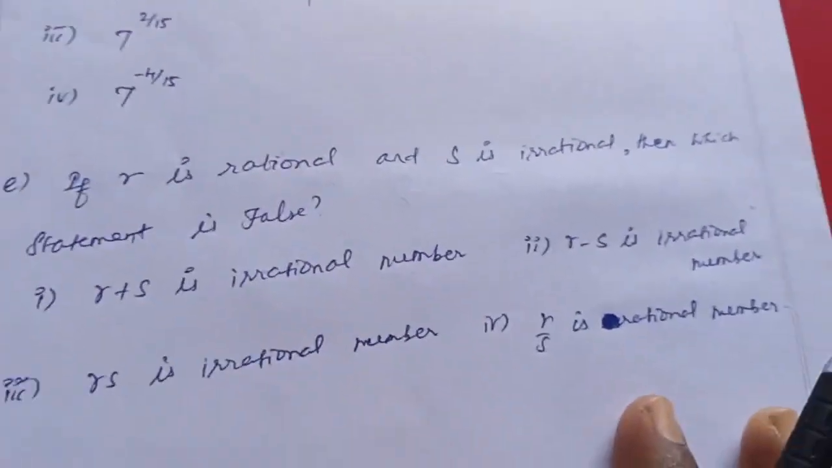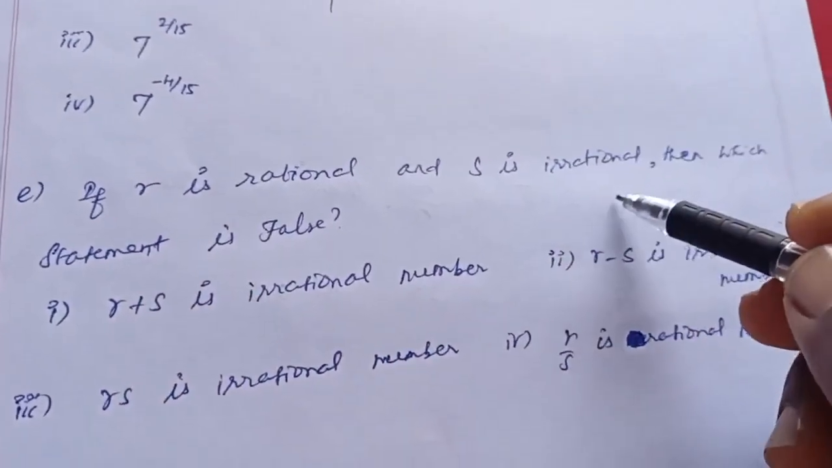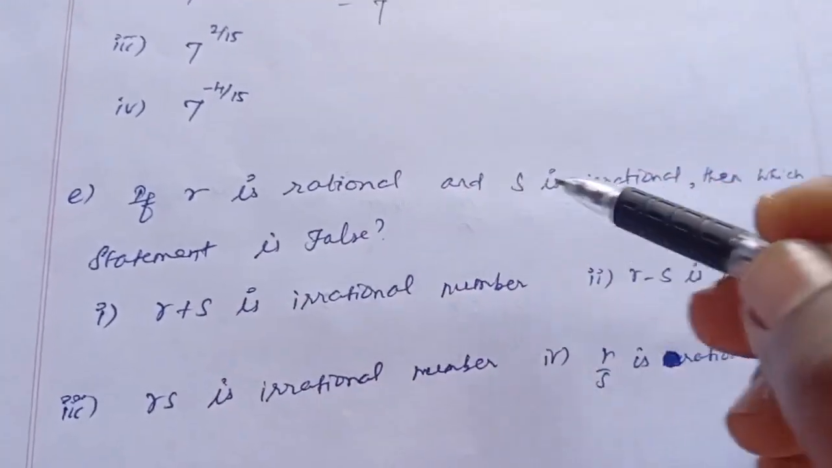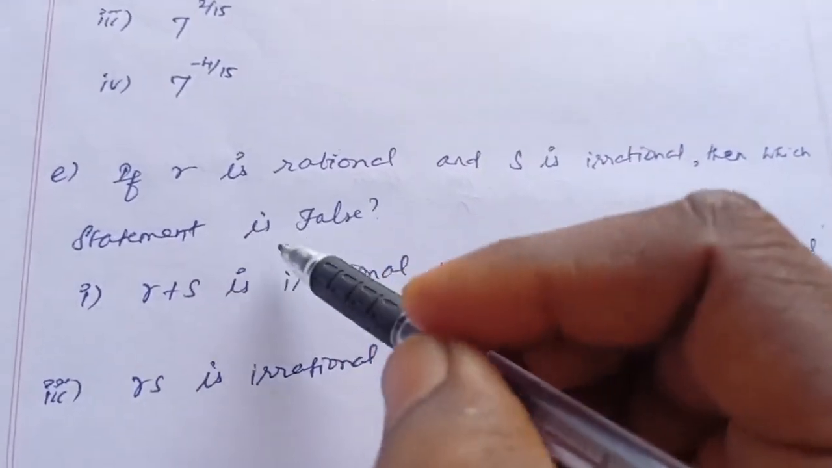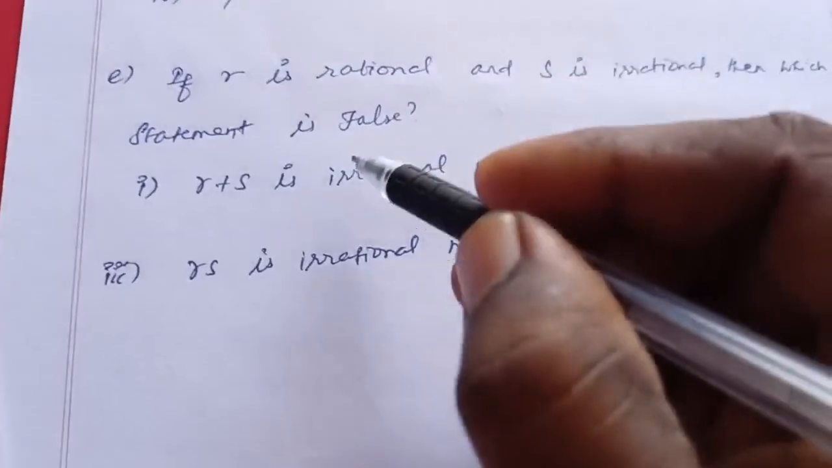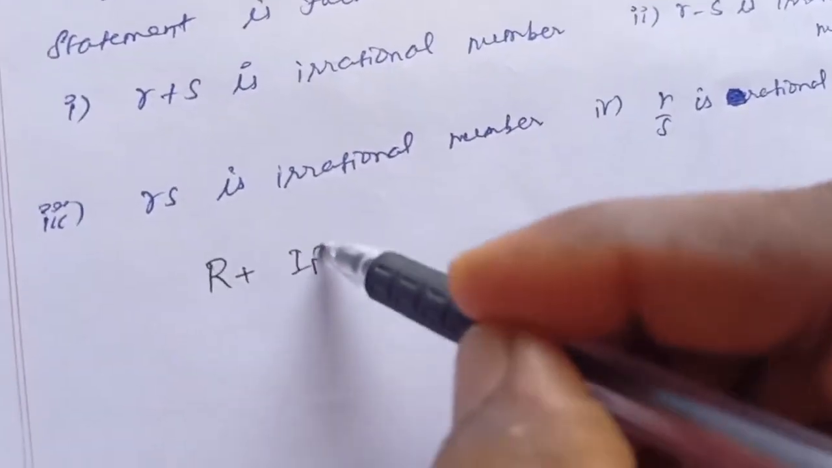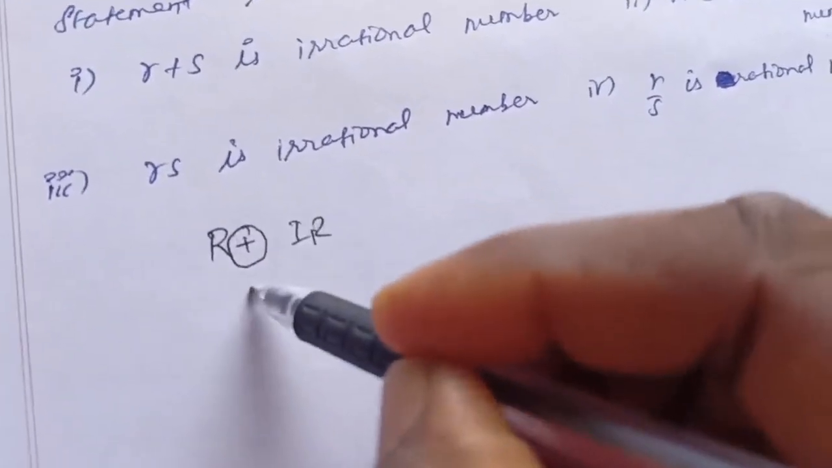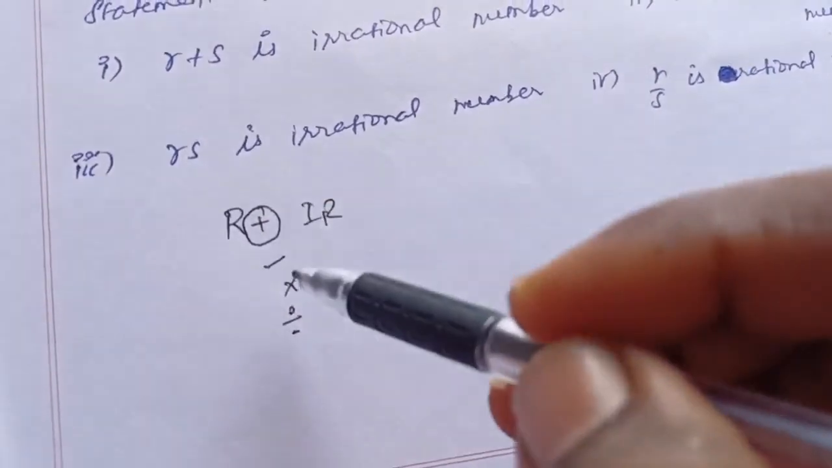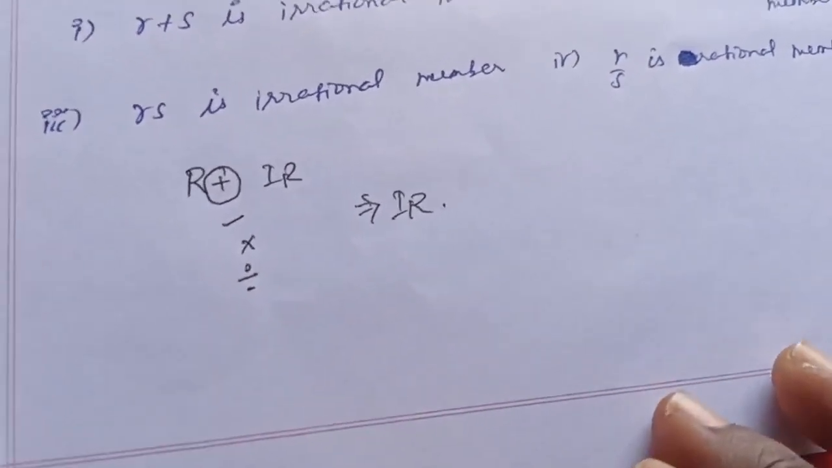Option first is correct. So here they are given that if R is a rational and S is an irrational, then which statement is correct? They are asking, which statement is false? So first, rational number plus irrational number. This indicates addition, subtraction, multiplication or division. If you are doing these 4 fundamental operations, what answer are you going to get? Always you are getting an irrational number only.